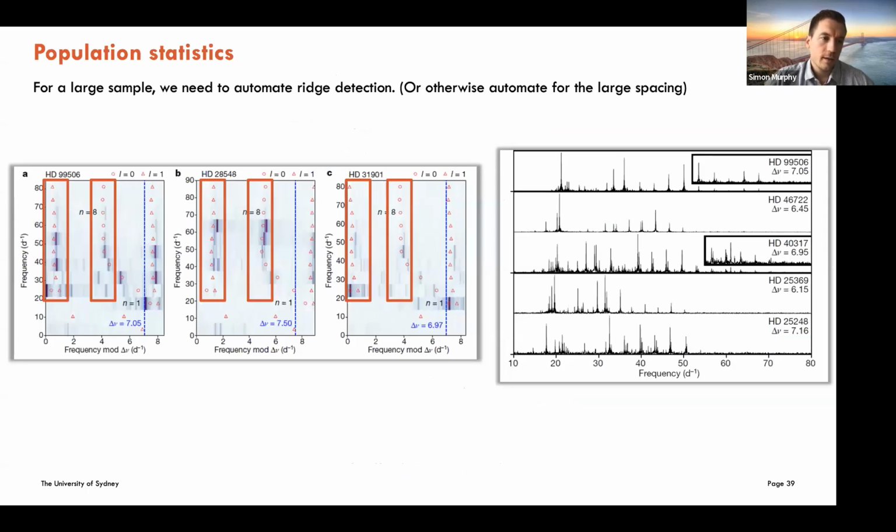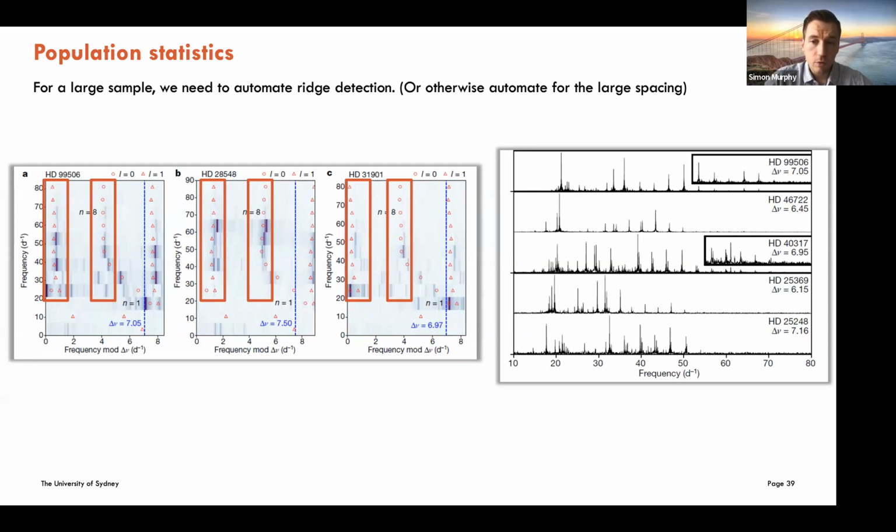So if we want to analyze a large sample of these stars, we're going to need to automate ridge detection in the Echelle diagrams, right? Or at least automate a method of determining the large spacing. There are tens of thousands of stars observed by TESS, and it's just too time consuming to do mode identification for every single one of them by hand. So Will's first task was to try and automate this mode ID, basically.